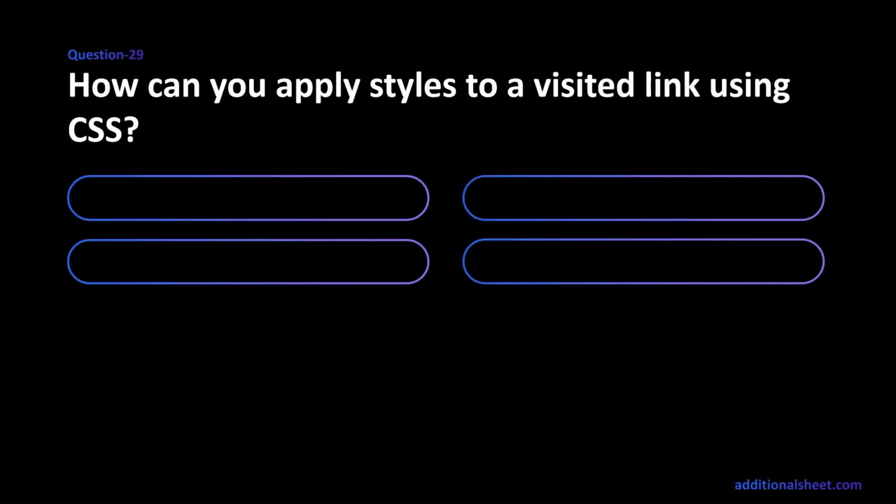Q29. How can you apply styles to a visited link using CSS? Options are: A. visited. B. link. C. hover. D. active.